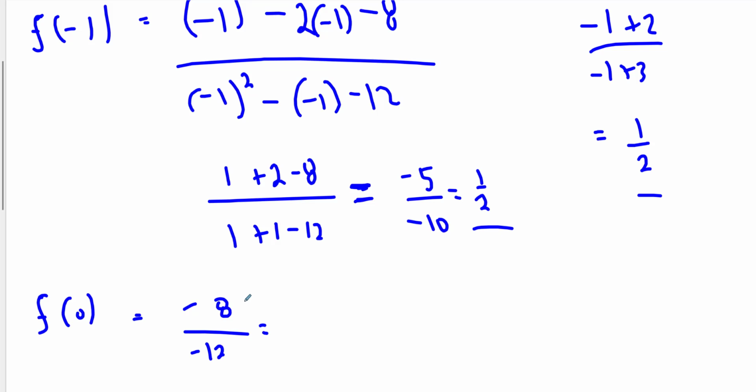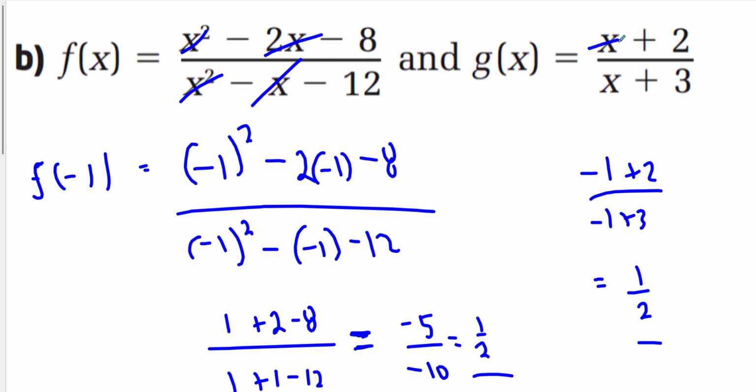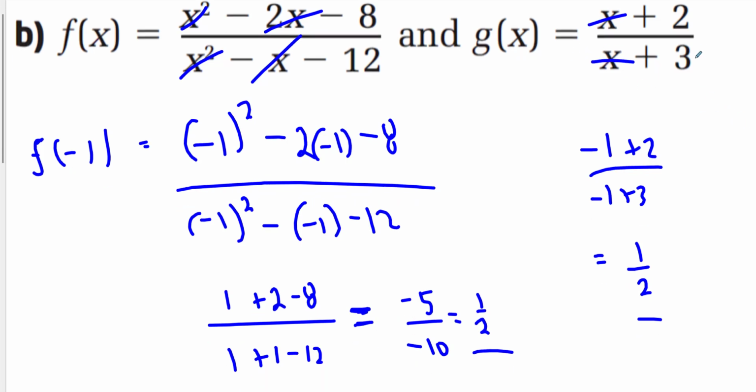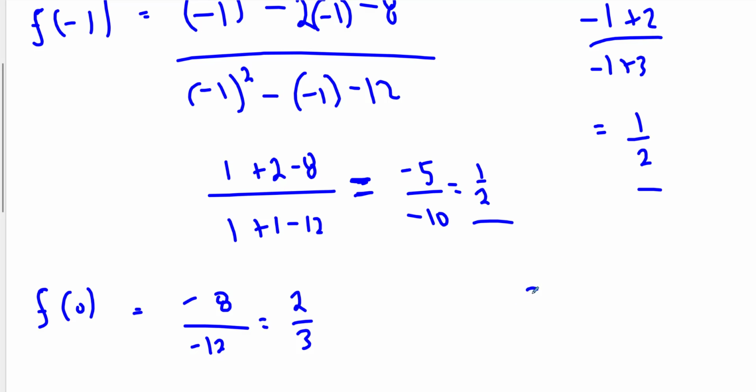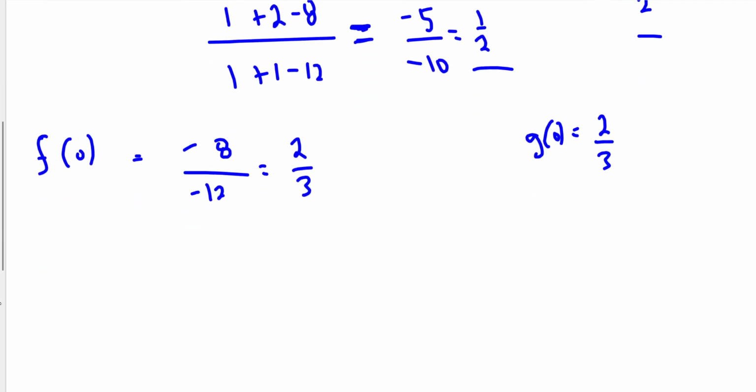And 8 divided by 12, well, that can be simplified. If I take a common factor of 4 out, that's going to be 2 over 3. And now here, if I plug in 0, this cancels out, this cancels out, just 2 over 3. So g of 0 is also 2 over 3. Once again, exact same answer.